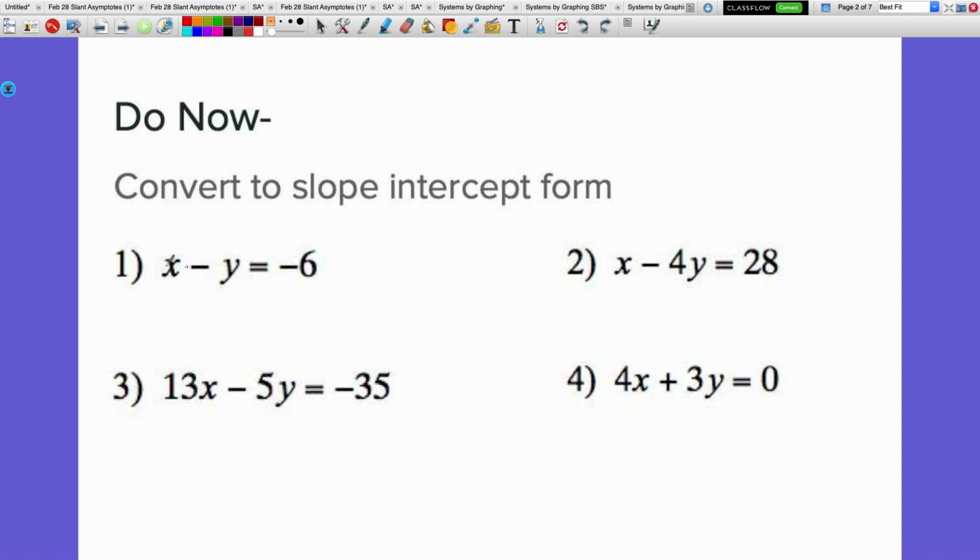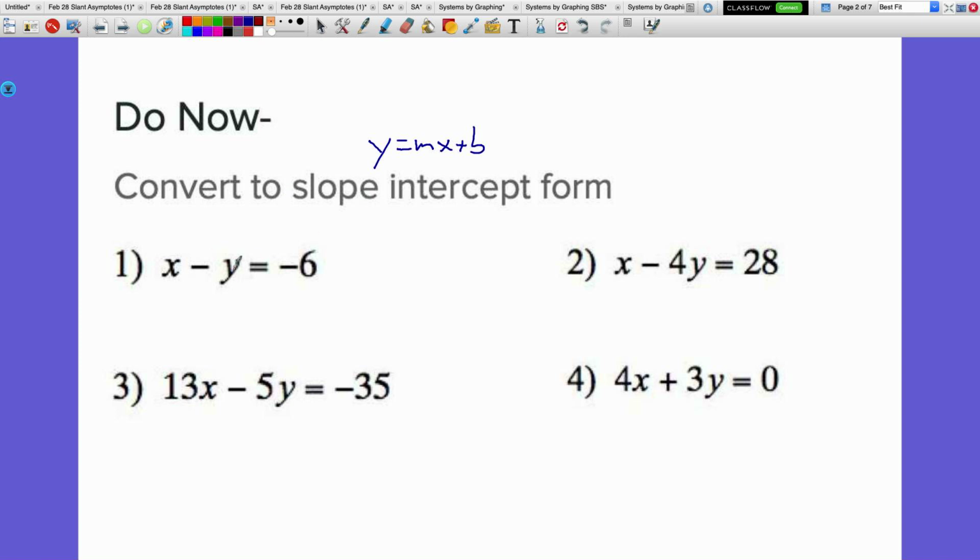All right, so when converting to slope-intercept form, I should know what slope-intercept form is. It's y equals mx plus b. I should notice y is by itself, it's always on the left, x is with a coefficient on the right, and the constant's at the very end. So the first focus is get the variables on the side that they're supposed to be on.